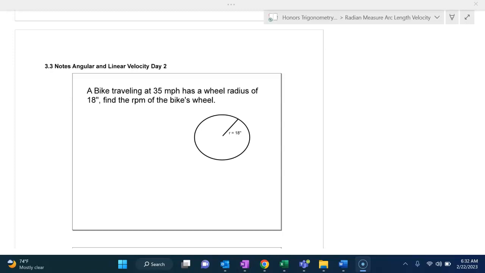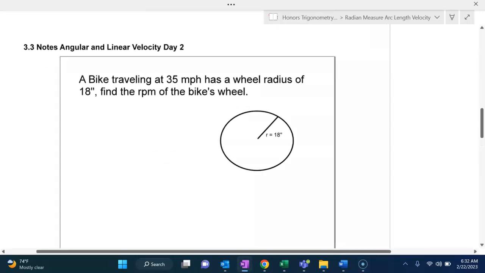Hi guys, this is going to be a short video just explaining this third problem, which will then also help you complete the next one, hopefully. So I'm just going to run through this real quick. A bike traveling at 35 miles per hour has a wheel radius of 18 inches. Find the RPM of the bike's wheel.